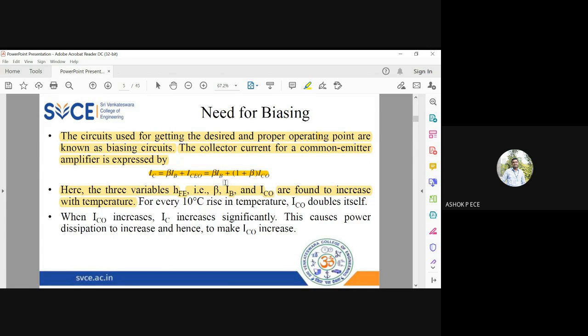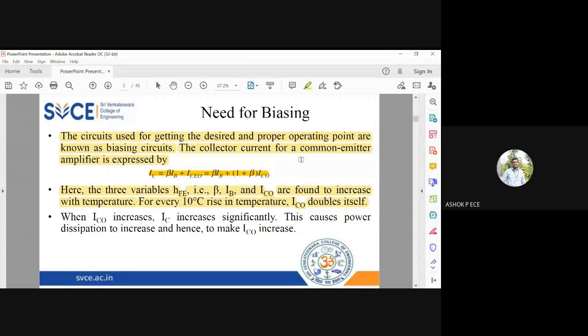If these parameters are increasing, then your Q point will change. So if Q point is going to change, the transistor will no longer work as a proper amplifier. So you have to be very, very careful in maintaining the operating region or operating point of your bipolar junction transistor. So see here, for every 10-degree rise in temperature, ICB naught doubles itself. See, ICB naught is a reverse saturation current. It will be in the order of microamperes only. But if the temperature is increasing, the small microampere current will become milliampere current. That, when you add to the already existing milliampere current, is going to disturb the functioning of your device.